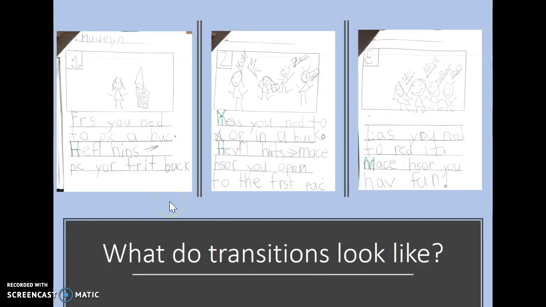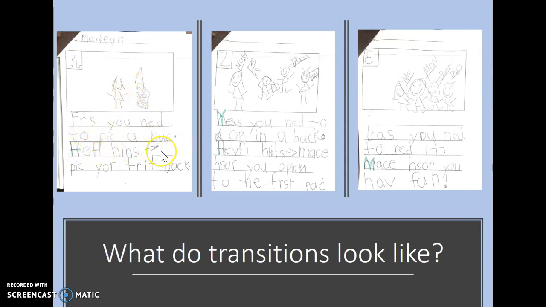What do transitions look like? Well, in this friend's paper, she used the words first, next, and last. She did use invented spelling, which I love. We'll talk about that in another module. But I want you to see where she said, first, you need to pick a book. Her book was about how to read a book.